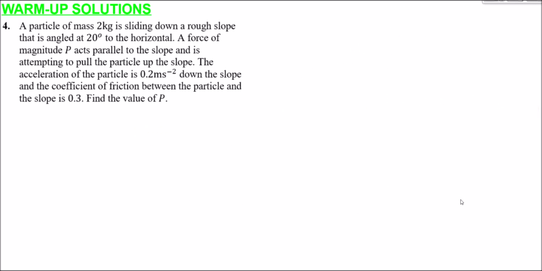So, warm-up question 4 is about mechanics. So, let's have a look at this one together, talking it through slowly. We've got a particle of mass 2 kilograms, okay? Next, it's sliding down a rough slope that's angled at 20 degrees to the horizontal. So, what I'm going to suggest we do now is we draw it out with a particle mass 2 kilograms, so its weight's 2g acting vertically downwards. So, sketch it nice and big, starting with something like this.